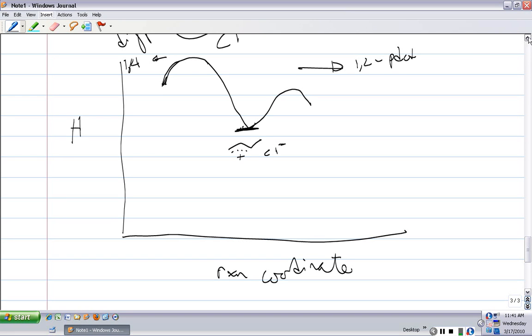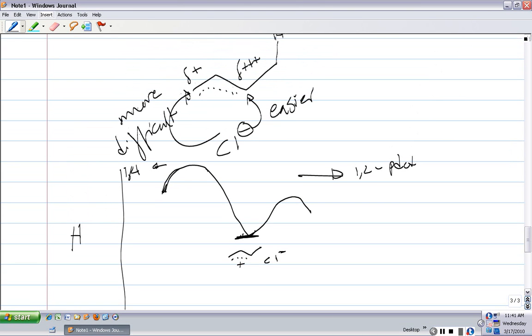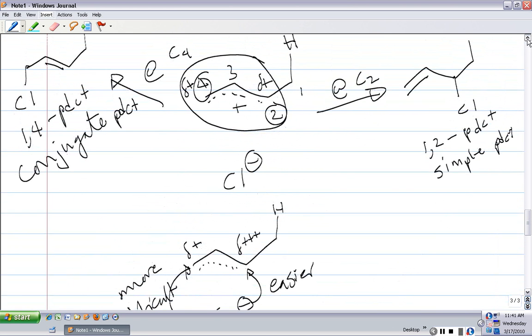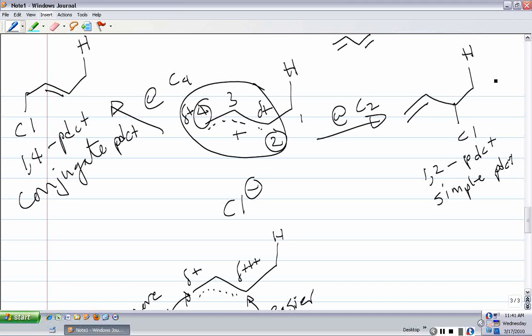Let's look at the two products now. The product from C2 attack, which is a simple product, is an alkene. It's a chloroalkene, but the double bond is mono-substituted. It's a terminal double bond. The product from attack at C4, on the other hand, is an internal alkene, and its double bond is di-substituted.